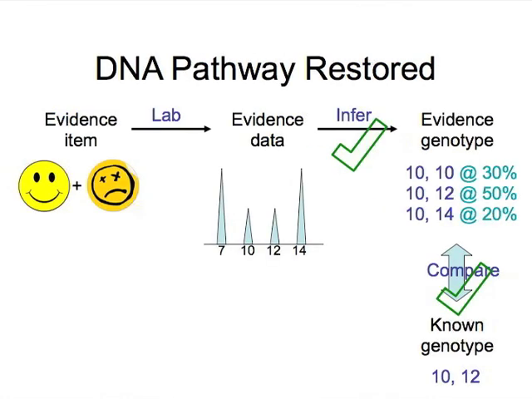And the result of this is that the DNA information pathway is restored, because regardless of what that data is, no matter how weird it looks or how many contributors may be in there, the machine can always infer an evidence genotype. Now, there's uncertainty. With single source data, you started with maybe 100 possible pairings of alleles and ended up with only 1. That's what perfect data will do for you. With this sort of mixture data, you will reduce that list maybe to 5 or 10 possibilities instead of 100, and there'll be information.